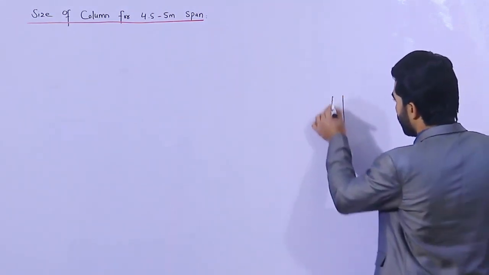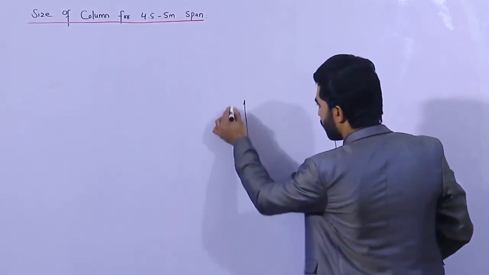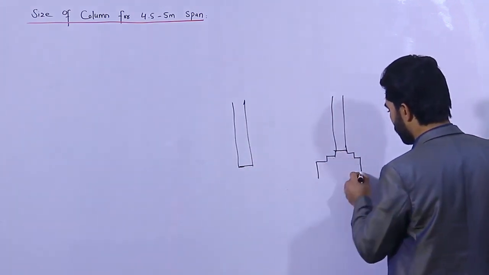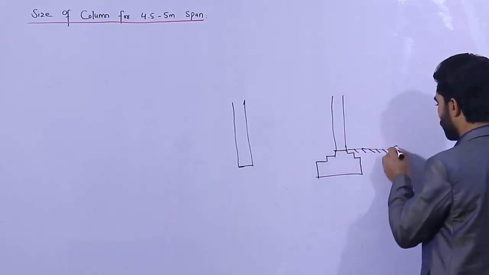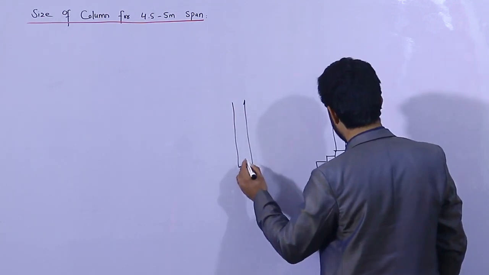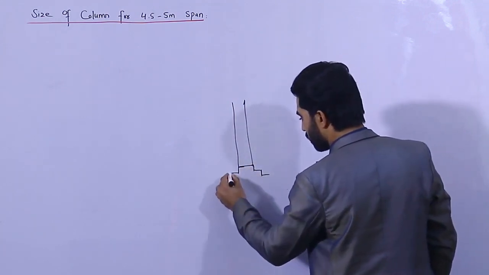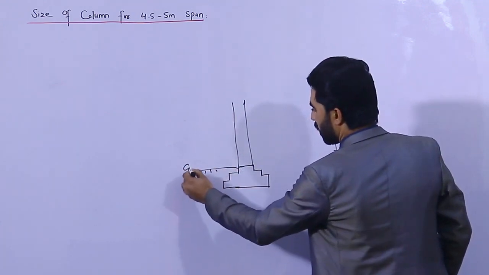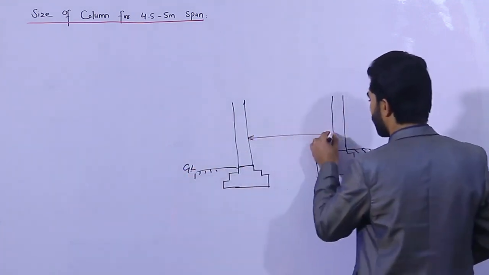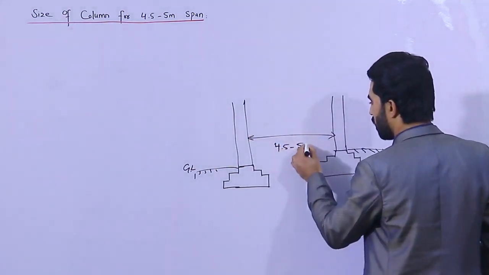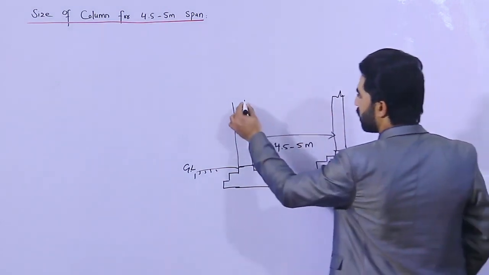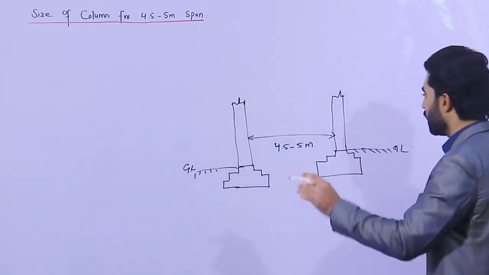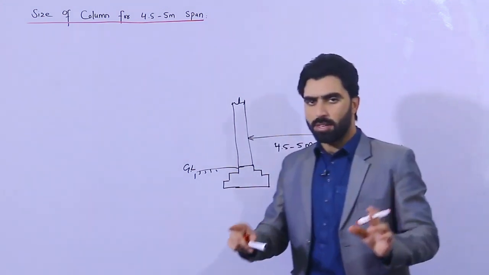Suppose this is one column and this is the other column, and this is its footing. This is the ground level. Same here. Ground level. So here the span is from 4.5 to 5 meters. So what should be the size of column? Remember guys, the size of the column should not be less than, in the case of 4.5 to 5 meter. First of all guys, I will guide you.